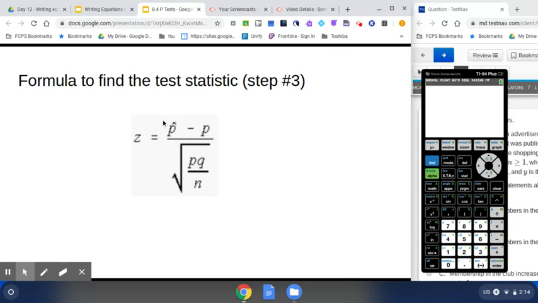P hat, remember from confidence intervals, is the sample proportion. The regular P is the hypothesized population proportion. Q is always the complement of P. So if the hypothesized proportion is, let's say, 40%, our Q would be 60%. So they always add up to 100% or 1. And then divided by N, N is the sample size.